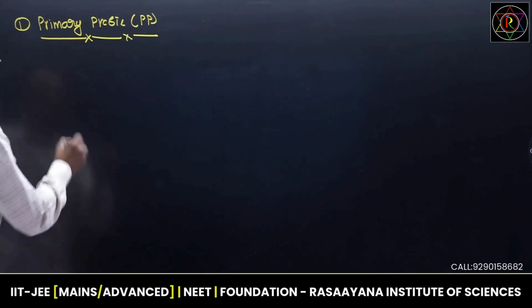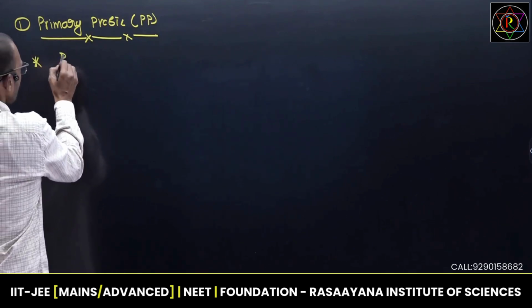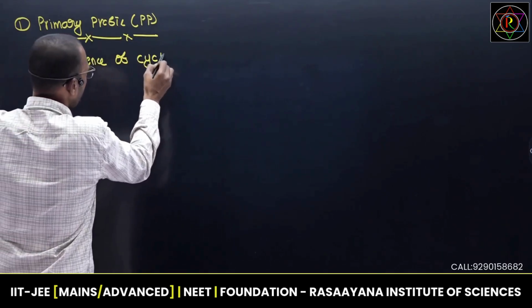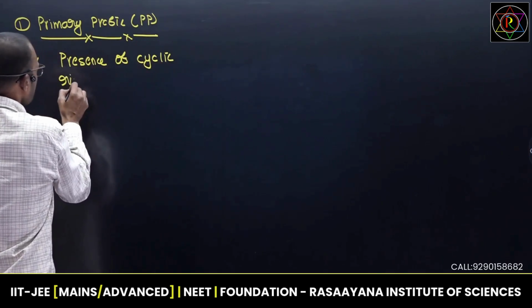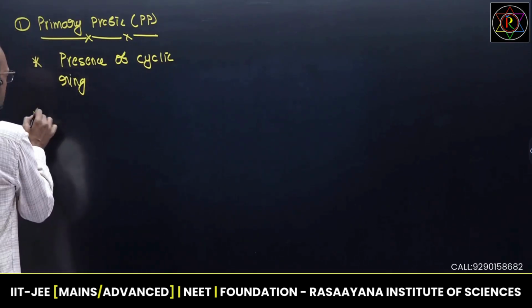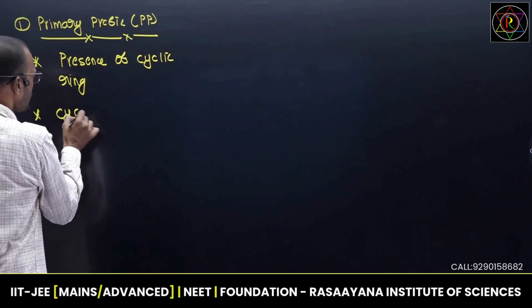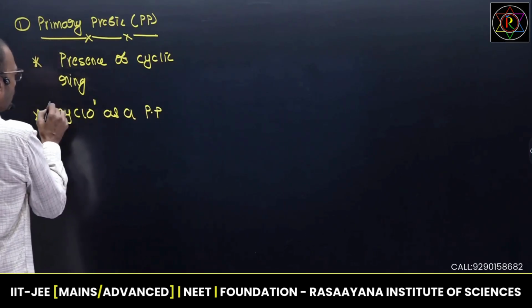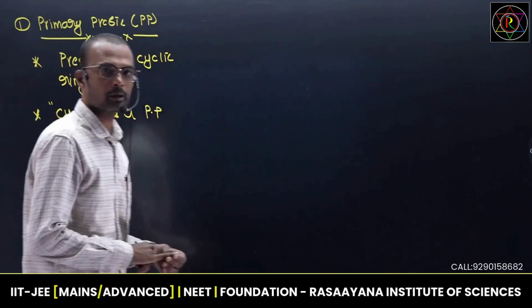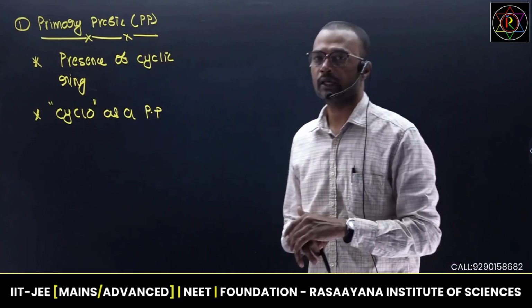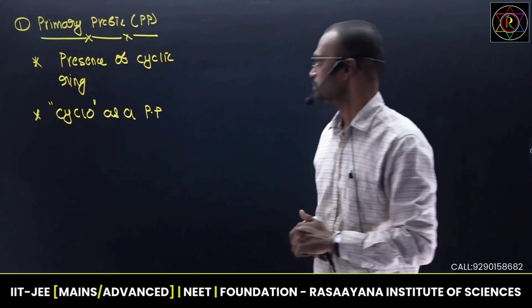Primary prefix tells about the presence of a cyclic ring. Primary prefix tells about the presence of a cyclic ring. Suppose a molecule has a cyclic ring, then we need to use the word cyclo as a primary prefix. You remember this? Use the word cyclo as a primary prefix if there is a cyclic ring. Suppose there is no cyclic ring, simply ignore primary prefix.